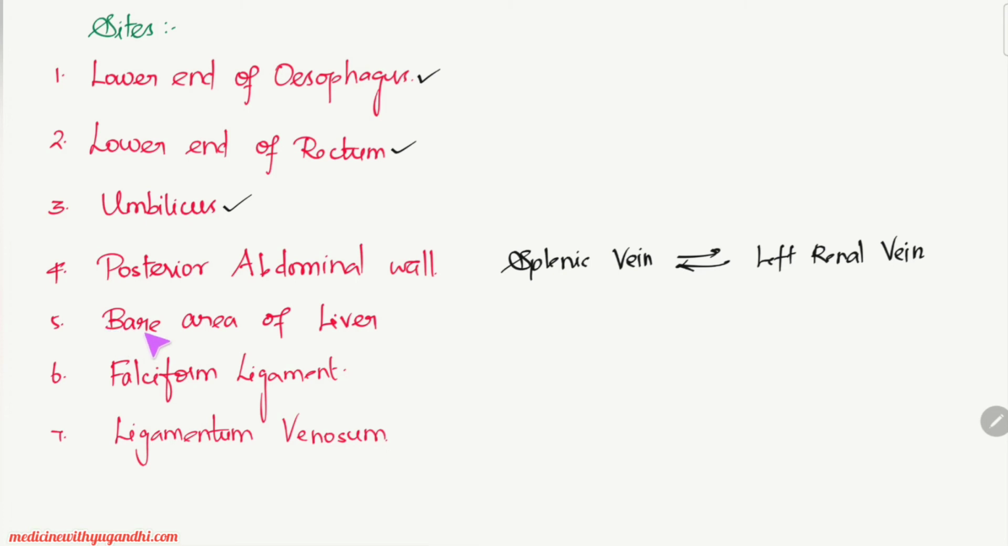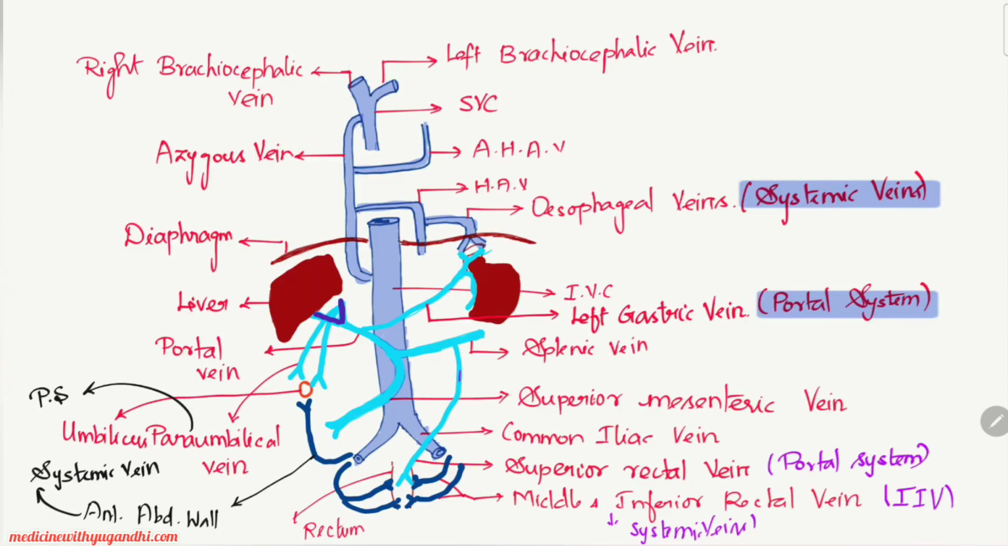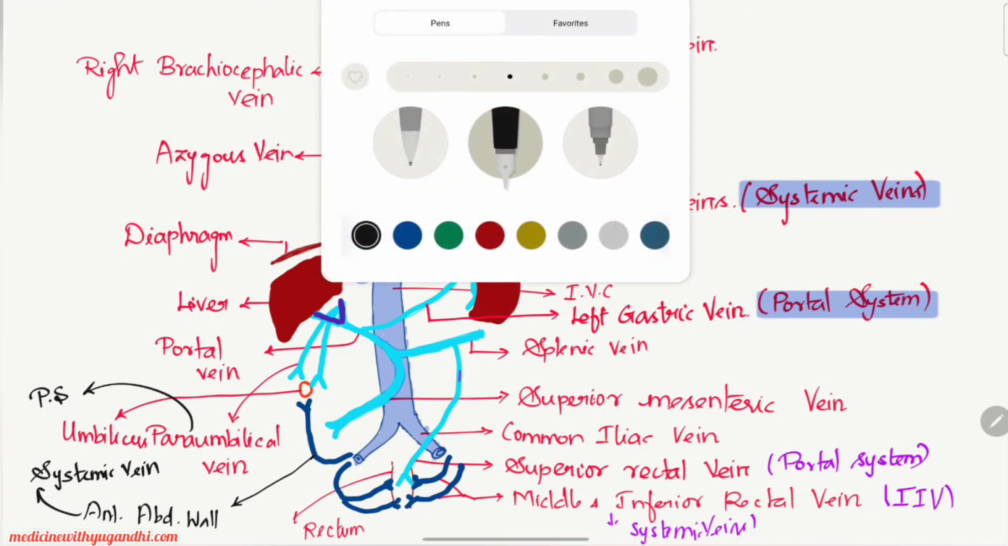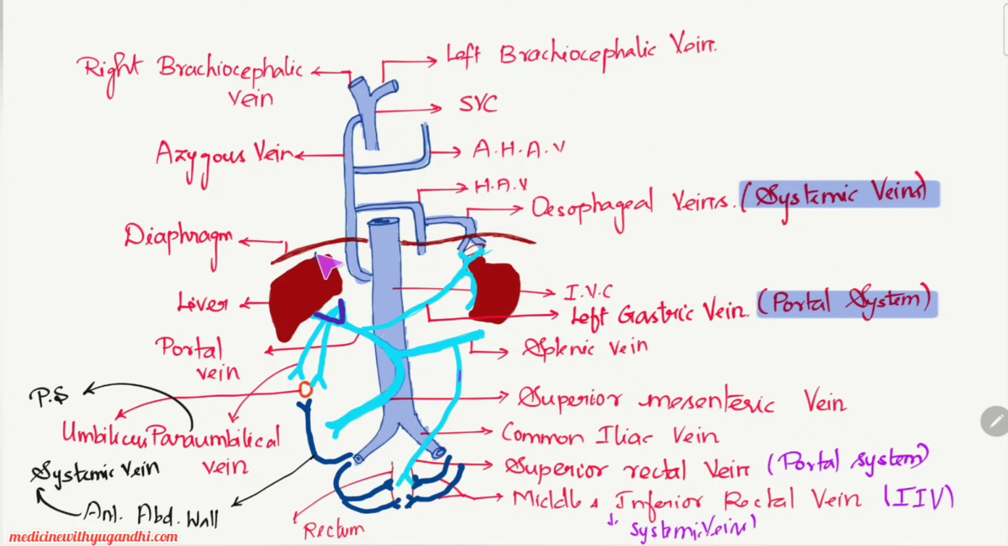And coming to the next site, that is the bare area of the liver. Hope you all know that there is an area called the bare area of the liver where it is not covered by any peritoneum. The bare area of the liver contains some portal radicals, so portal radicals anastomose with the diaphragmatic veins.